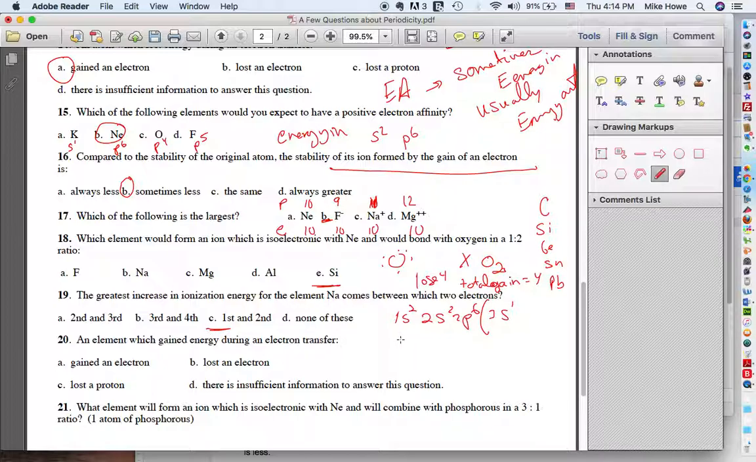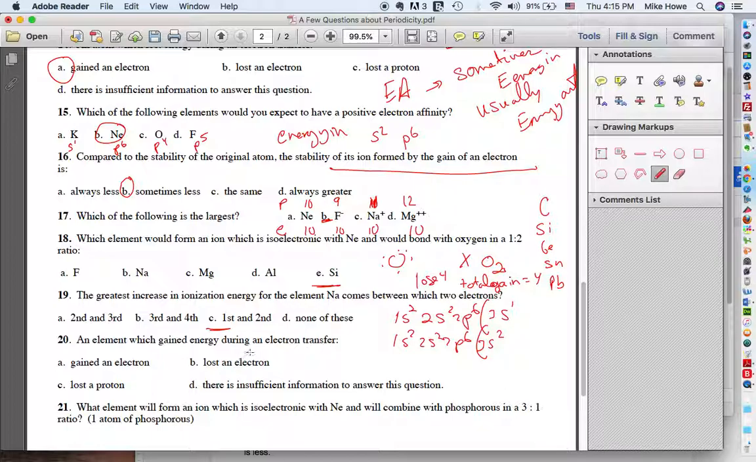Now, suppose the element had been magnesium. Magnesium would be 1s2, 2s2, 2p6, 3s2. Those would come off easily. So you'd have 2, so you have a huge increase in the ionization energy when you try to remove the third electron. So the number in the outer shell comes off fairly easily. You get a huge increase when you go to the next lower energy level.